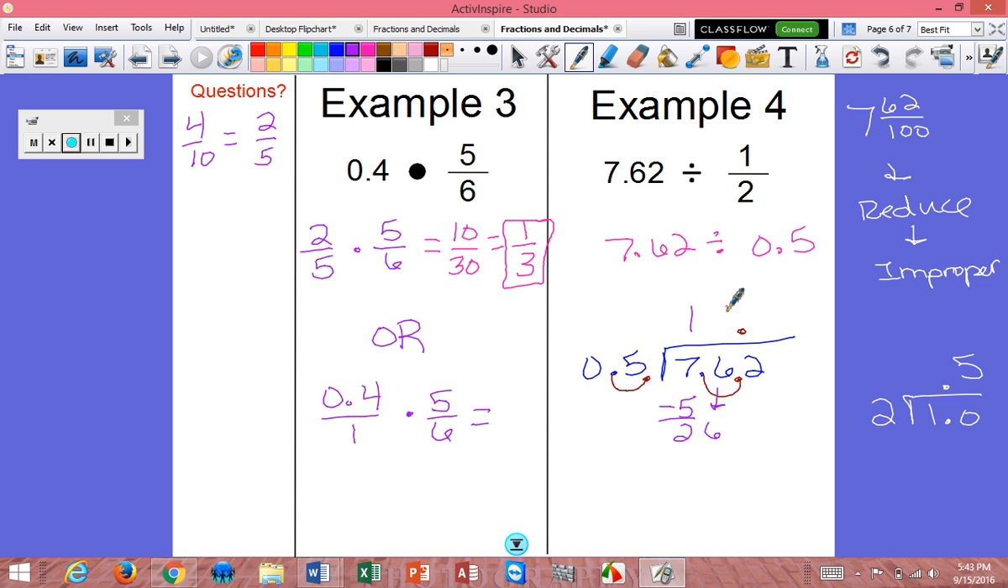5 can go into 26 5 times, which is 25. And carry down the 2. 5 goes into 12 2 times. And then I'm going to annex a 0. And 5 goes into 20 4 times. This would be 15 and 24 hundredths.